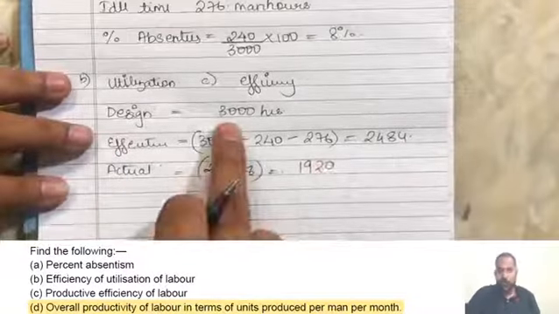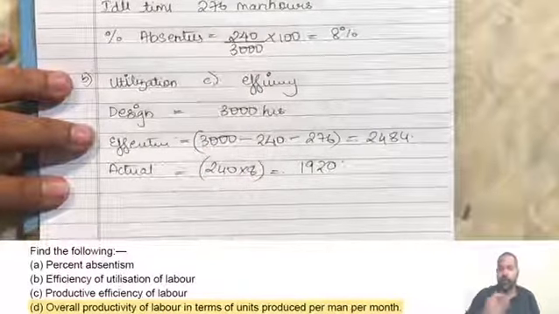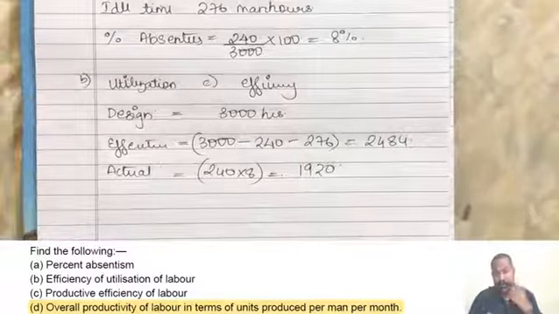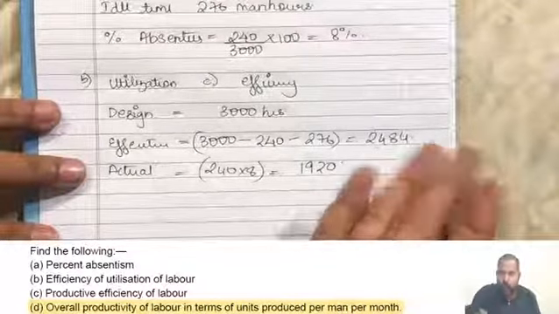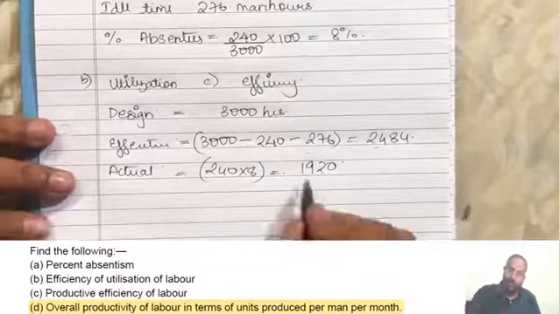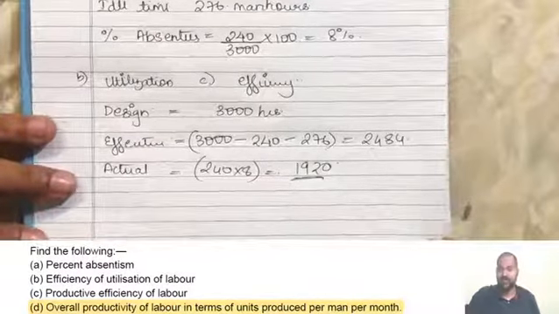See, I designed you for 3000. You don't give me 3000. You say, sir, I have lost 240 because of absentees and I've lost 276 hours because of idle. I understand. Okay. At least give me an output of 2484. That also you are not giving me. You are giving me an output equivalent to 1920 hours.